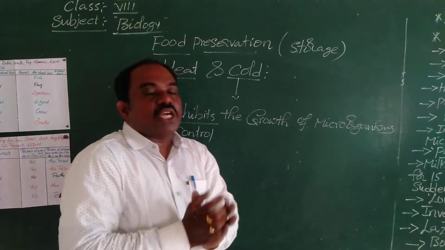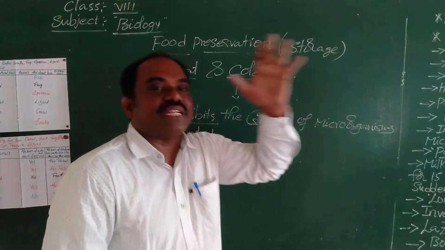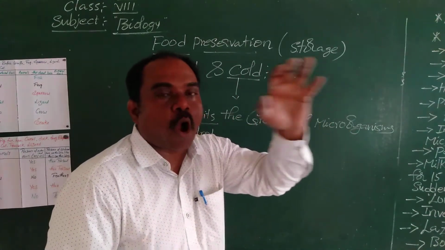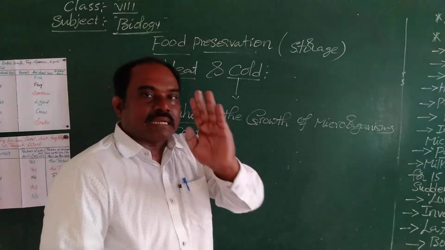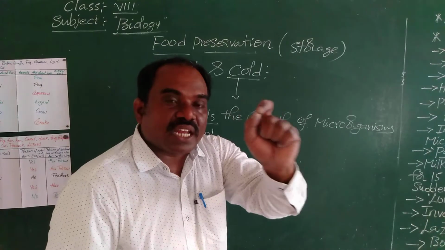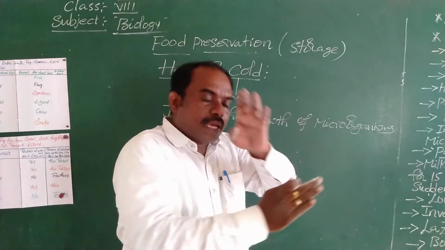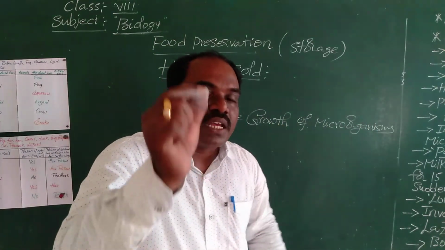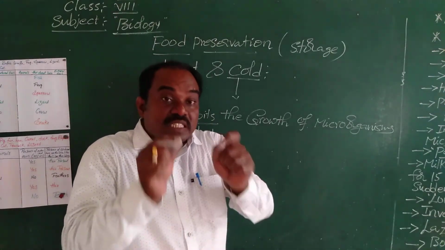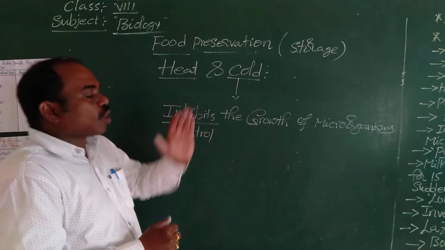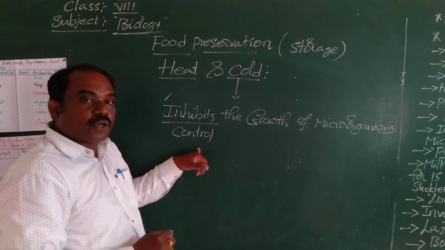So, in our houses, we can preserve the food materials. We can store vegetables, fruits, milk, curd, and surgical instruments, syringes, needles, all these materials in refrigerators. In refrigerators, very low temperature is present. This inhibits the growth of microorganisms. Inhibits means controls the growth of microorganisms.